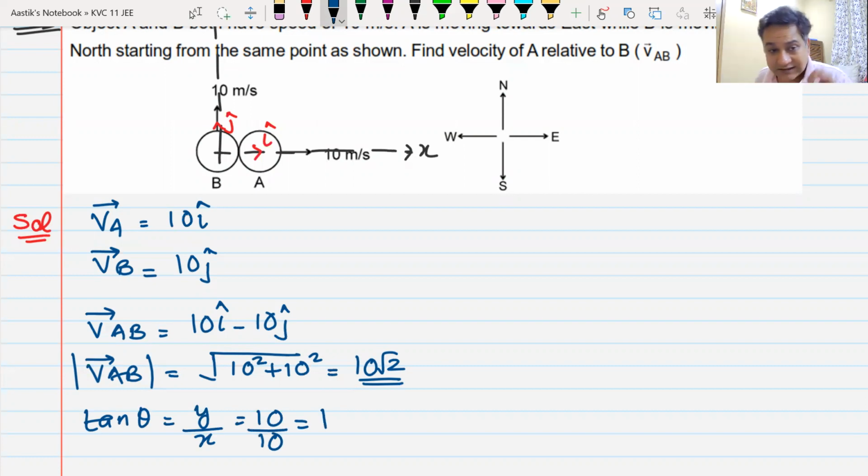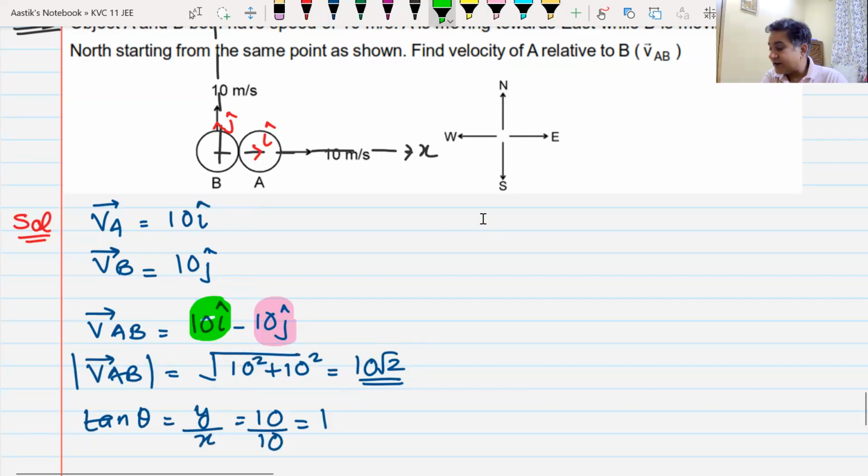You must all understand how I have found out this velocity of A with respect to B. I have subtracted the velocity of B from the velocity of A. Do we understand this? And bacha, this is how I have done this.